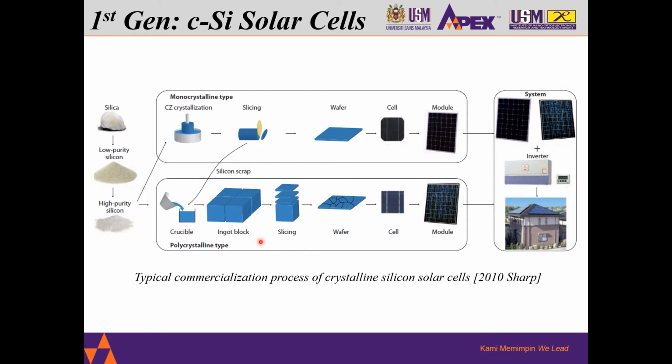The second one is the polycrystalline type. As you can see here, the silicon scrap from the monocrystalline silicon crystallization is put in here with a crucible, and then it is formed into an ingot block. Then we can slice it into wafers, followed by a cell and also a complete module.